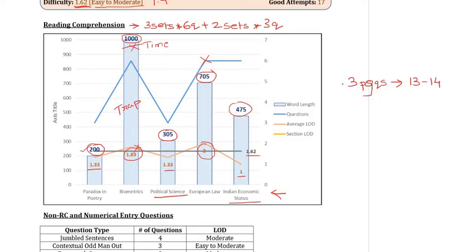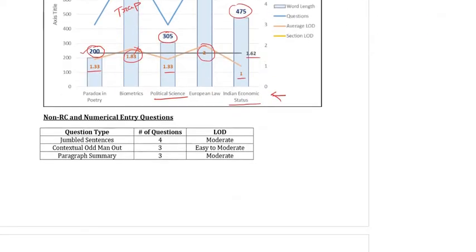Let's look at the non-RC and numerical entry questions now. As you can see here, the standard format was followed, which is 4 questions on jumbled sentences, 3 on contextual odd man out questions, and 3 on para summary. Contextual odd man questions, as you all know by now, are questions where you have 4 or 5 statements in a passage. You need to arrange them in a sequence, and one of those sentences does not fit. So it's an application of jumbled sentences, but because you need to find the odd man out, these are significantly tougher.